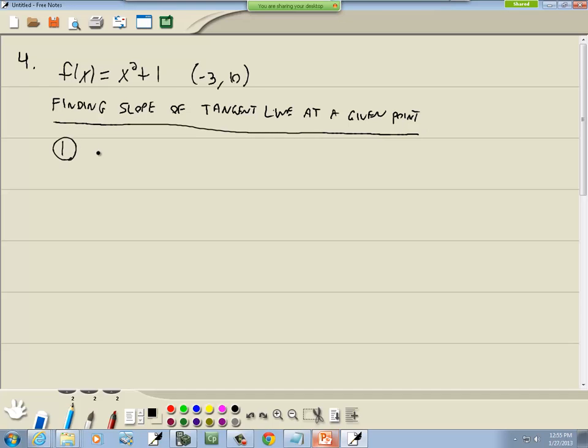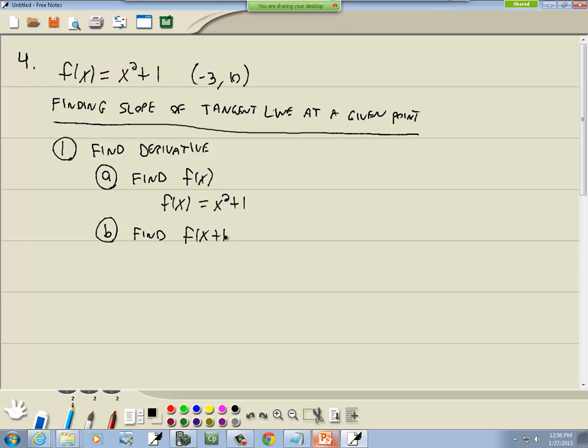Okay, our first step is to find our derivative. And there's 3 substeps within that. First thing we need to do, remember, is to find f of x. On this one, f of x is equal to x squared plus 1. Then our next substep is to find f of x plus h.